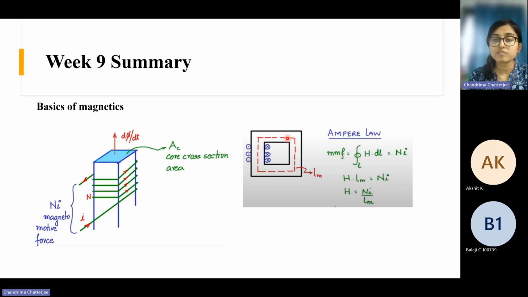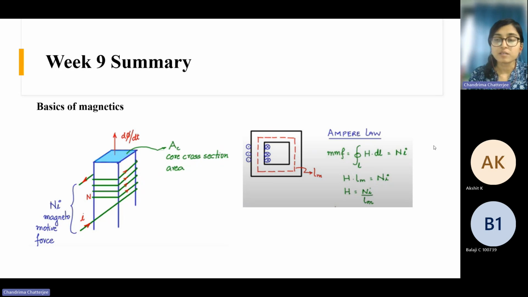Suppose we have this kind of a core. Here we have shown the current going inside in this direction and coming out from this side. If you see the cross section, this cross indicates that current is going inside, and this dot indicates that current is coming out of this plane, right? If you have wound the wire like this, some flux will get generated and that will circulate in the core.